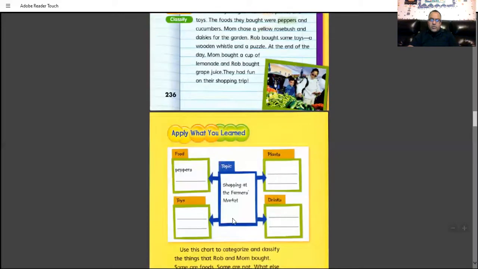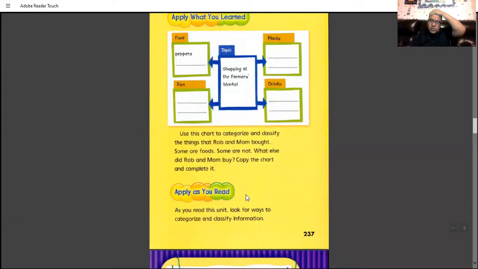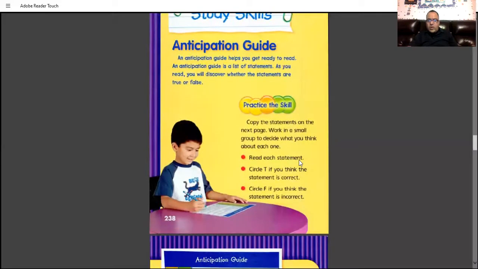Think about it. What are some foods? You can do a thinking map like this. You can use a map like this to say what they went shopping for: the foods, the plants, the drinks, and toys. What types of things would you find? You just try to categorize and classify. Make different categories, different parts. Food is one category, plants is another, drinks and toys. And then you put the classifications and everything. Some are foods, some are not. What else did Rob buy, Mom buy? Copy the chart and complete it. As you read this unit, look for ways to categorize and classify information. Remember to read each statement and think if things are true or false.